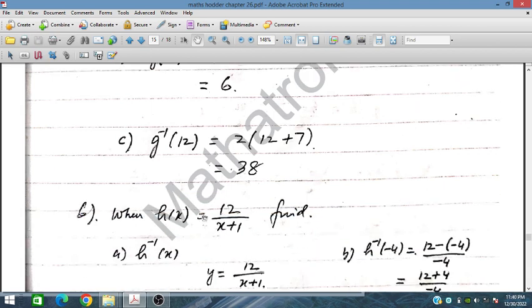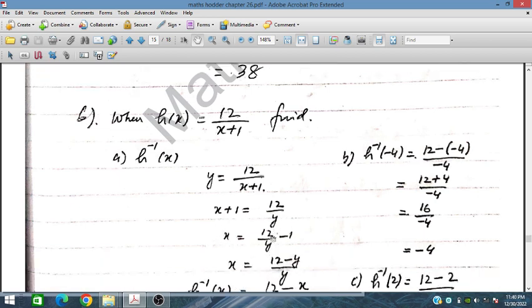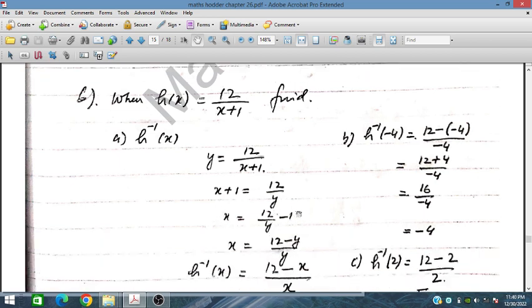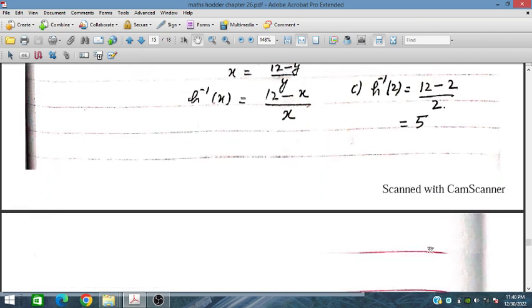When h(x) is equal to 12 upon (x plus 1), find h inverse of x. We write y is equal to 12 upon (x plus 1), so x plus 1 is equal to 12 upon y, and x is equal to 12 upon y minus 1, which is (12 minus y) upon y. So (12 minus x) upon x is h inverse. So h inverse of minus 4 can be written by substituting minus 4, and h inverse of 2 is 5.